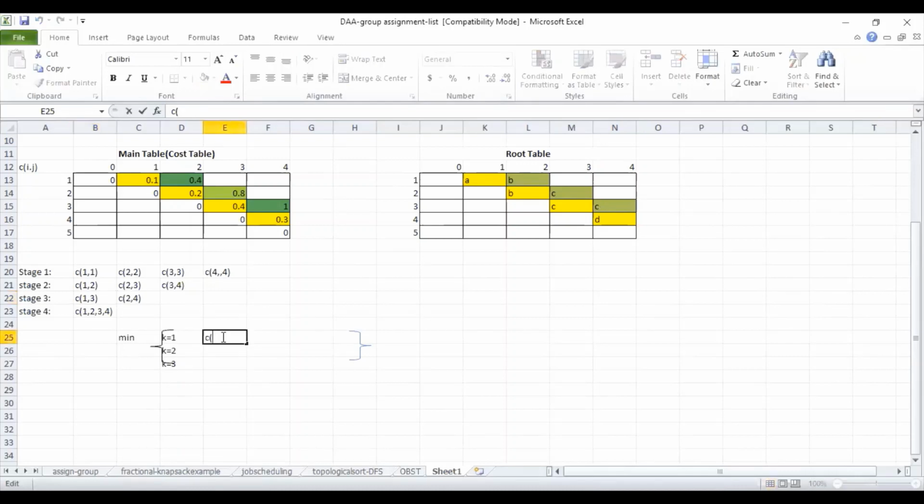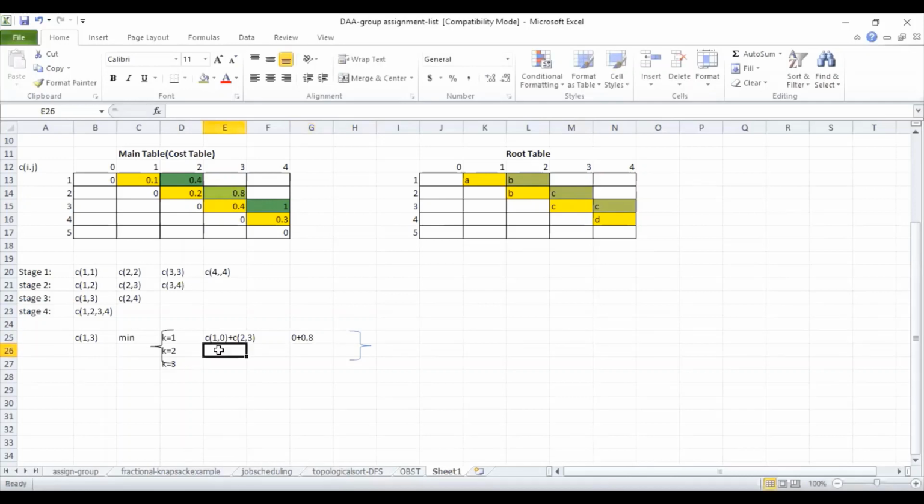So as per the recurrence definition for the OBST, C of i, k minus 1, this would be C of 1, 3. So i is 1, k minus 1 would be C10, plus C of k plus 1, which would be 2, j would be 3. Okay, so this value: C10 is obviously 0, plus C23 would be the value 0.8.